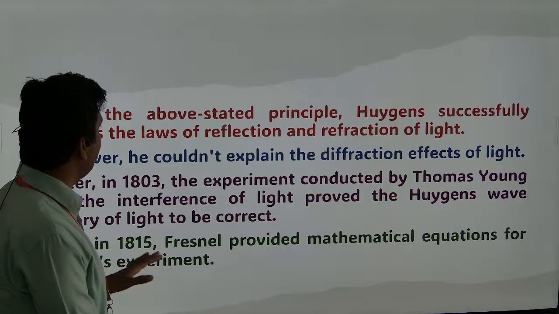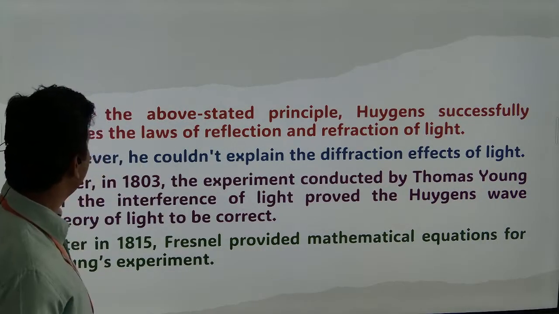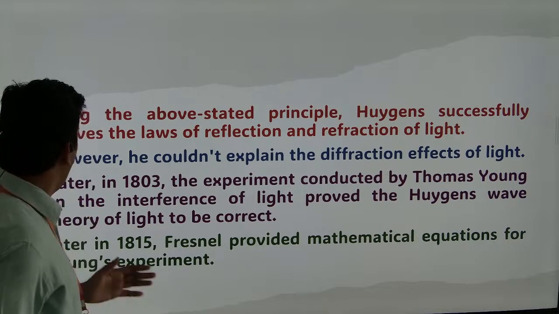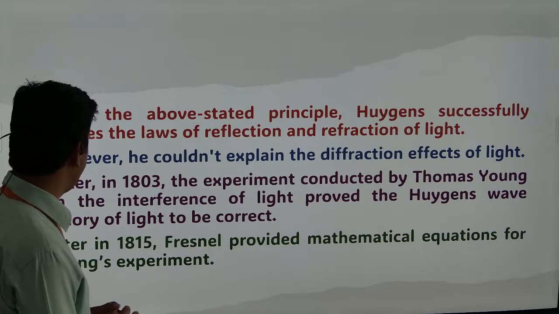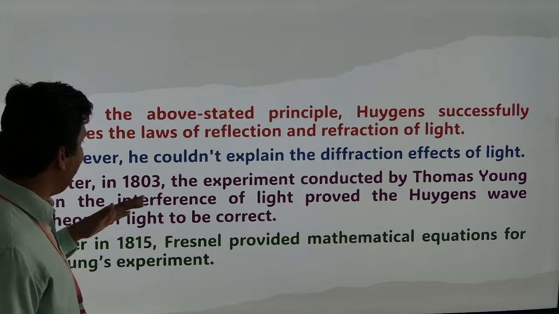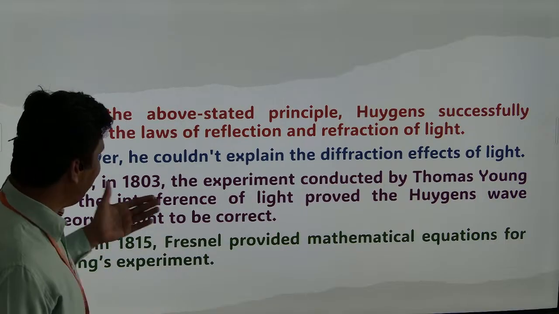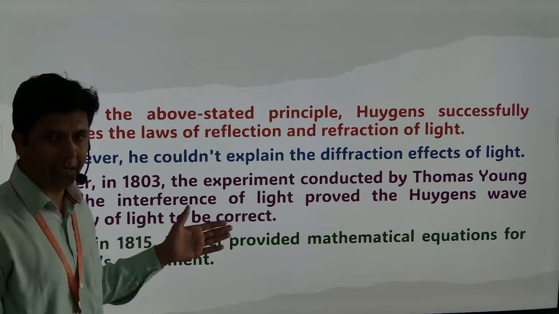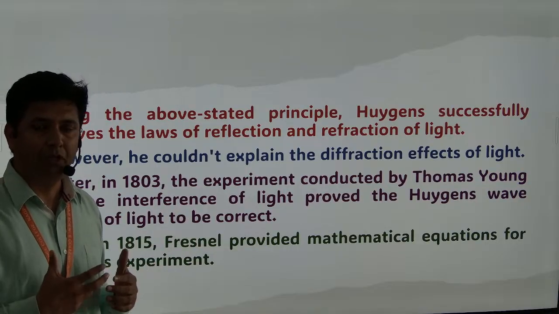Now, using this principle, Huygens successfully derived the laws of reflection and refraction of light. However, he couldn't explain the diffraction effects of light. Later, in 1803, the experiment conducted by Thomas Young on the interference of light proved the Huygens wave theory of light to be correct.